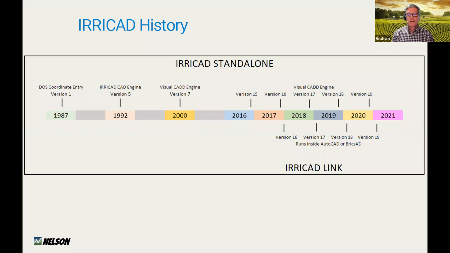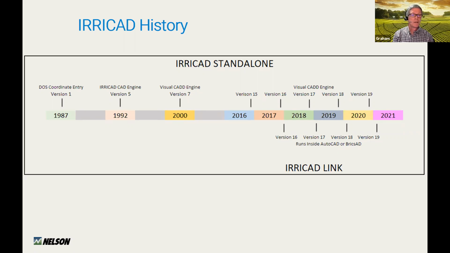So as we go into IRRICAD Link, it's worthwhile having a look at the history of the development of IRRICAD. The very first version of IRRICAD was introduced in 1987. That's a long time ago. It didn't have a CAD interface. It was coordinate entry, so there was no drawing capability. You entered the boundary points by coordinates. In 1992, a version of IRRICAD was introduced that had a CAD interface, and that interface was developed by the IRRICAD engineers, and it was still DOS-based.